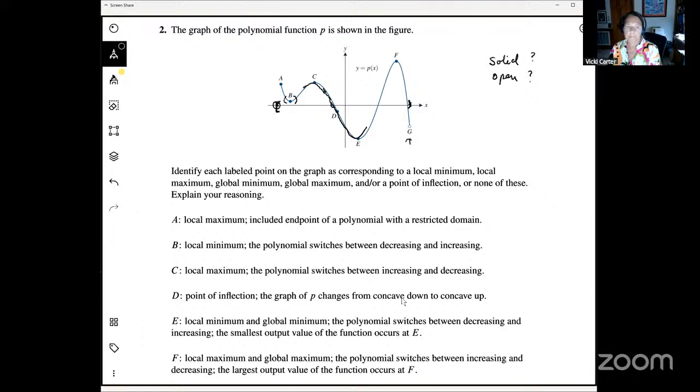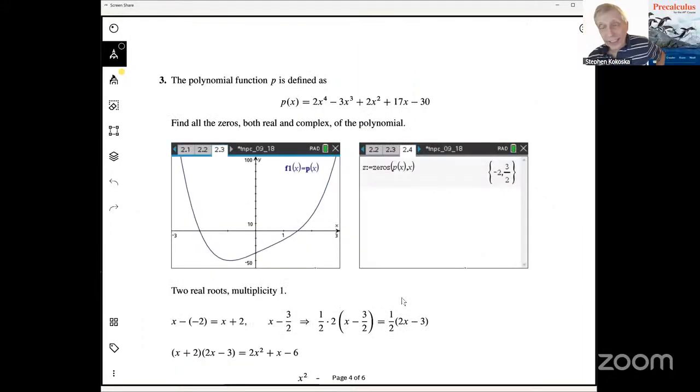Cool. All right. Shall I try number 3 here, Tom? I don't think there's any technology in there, but let's give number 3 a shot.